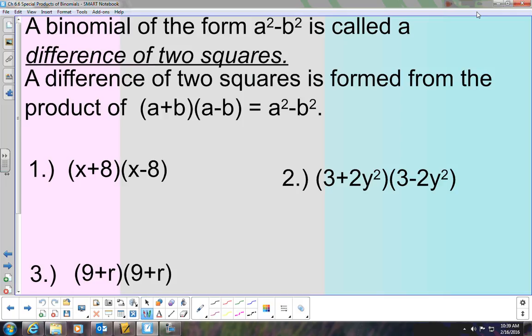So if I take a times a, there's the a squared part, right? But then when I take the a times the negative b, I get negative ab. And then I take b times a and I get plus ab. What's going to happen with these two terms? They cancel each other out. And then I have b times a negative b, and I get a negative b squared. They're multiplied here, not added. Okay, we got it.